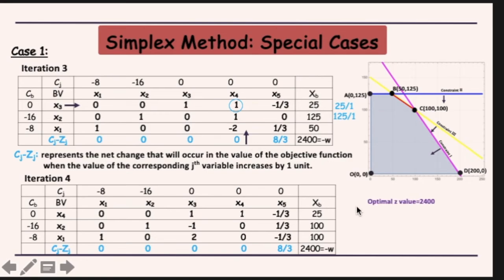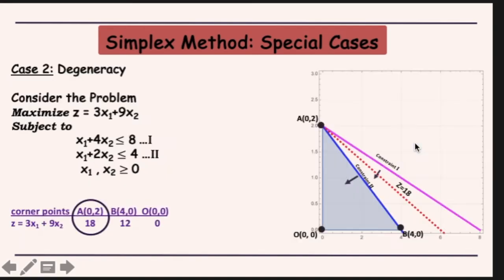So you can also say for this particular question, the optimal z value, z is your objective function for the original problem, which was a max problem. So optimal z value for that particular problem is 2400, and optimal solutions are all the points on the line segment joining these two corner points B and C. That is your optimal solution. Now I'll move on to the next case.